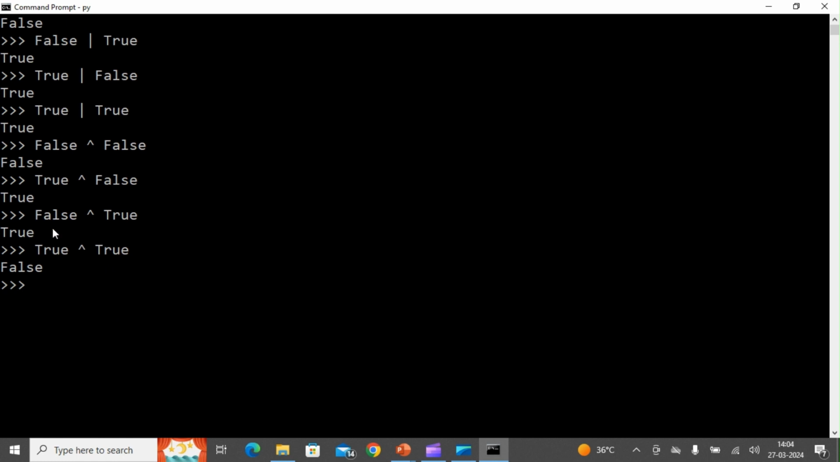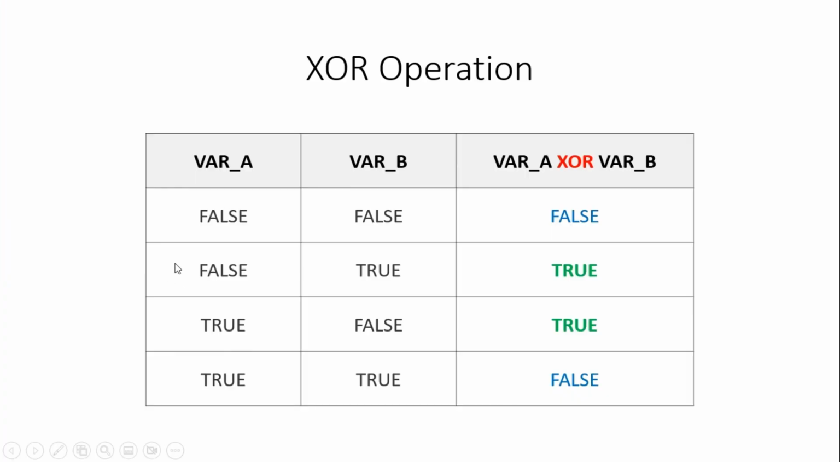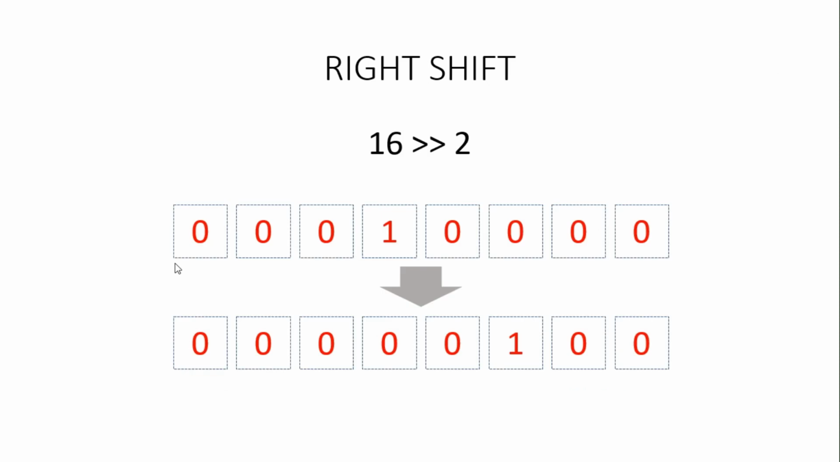So these are the basic Boolean operations. There are other operations as well, so let's switch to them. Before coming to other Boolean operations, I would like you to have a little idea of right shift and left shift. This expression means shift the number 16 to the right 2 times.